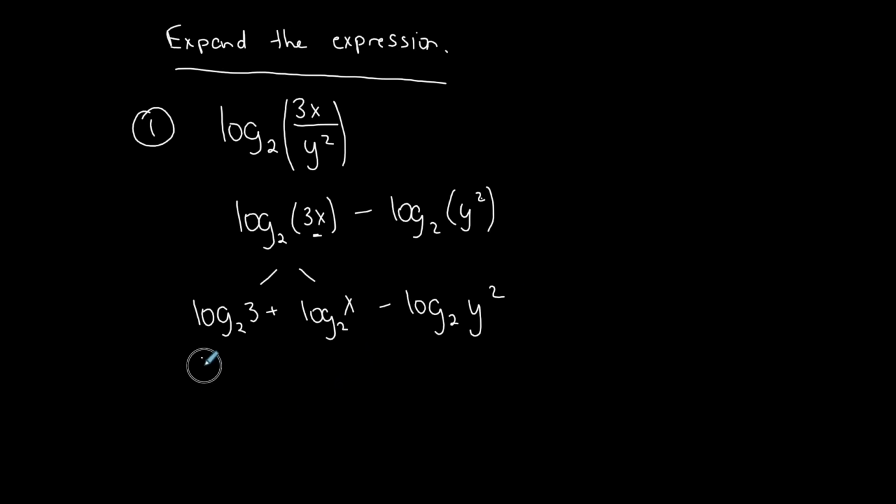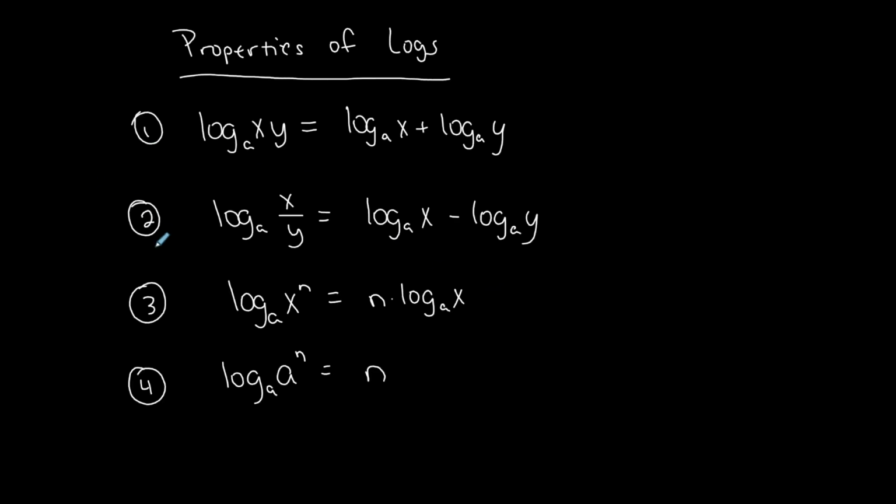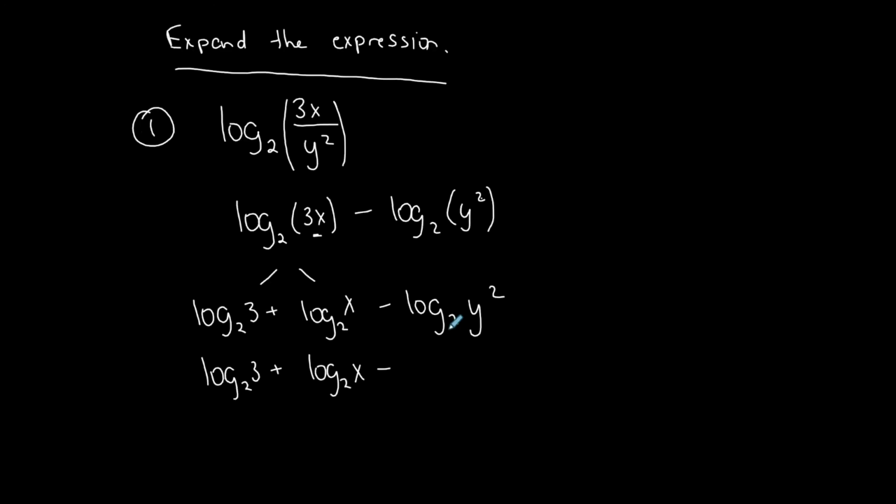Now there's not much more I could do with log base 2 of 3 and log base 2 of x, but over here this exponent is on the y. This actually is this third property here, where I have a log of a base raised to an exponent. Now these bases don't match. I could bring the exponent to the front of the log and make it a coefficient. The base here is 2 and the base of this exponential is y. So I could just bring that 2 to the front, 2 log base 2 of y. So this would be my fully expanded expression.